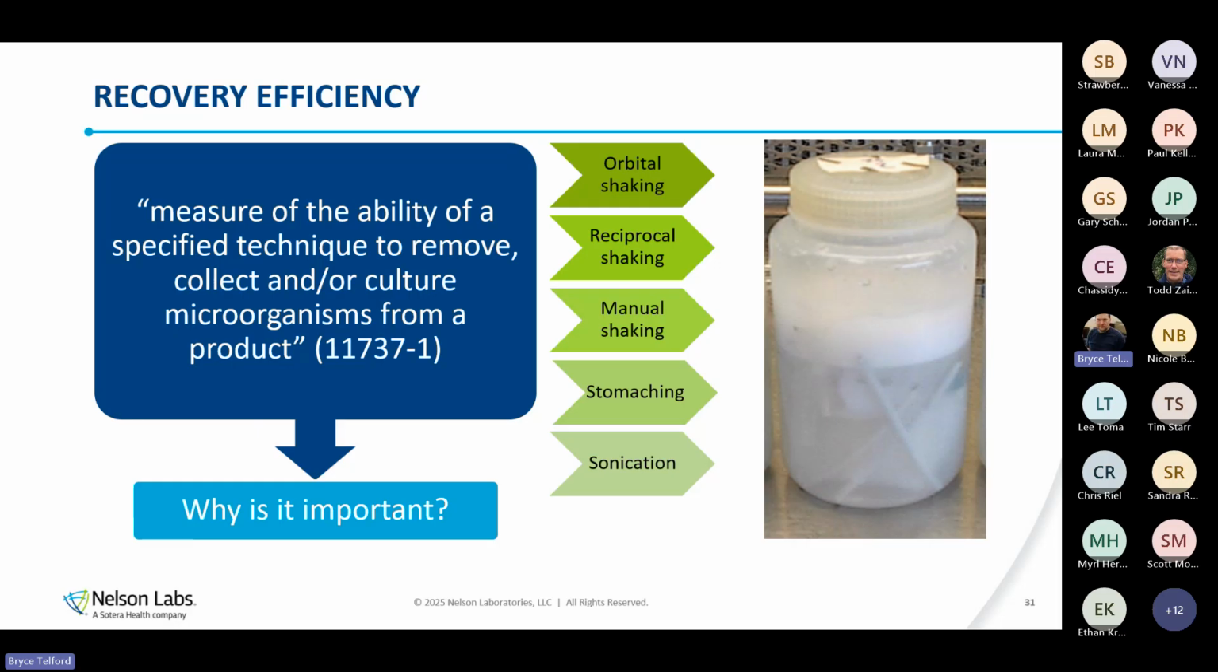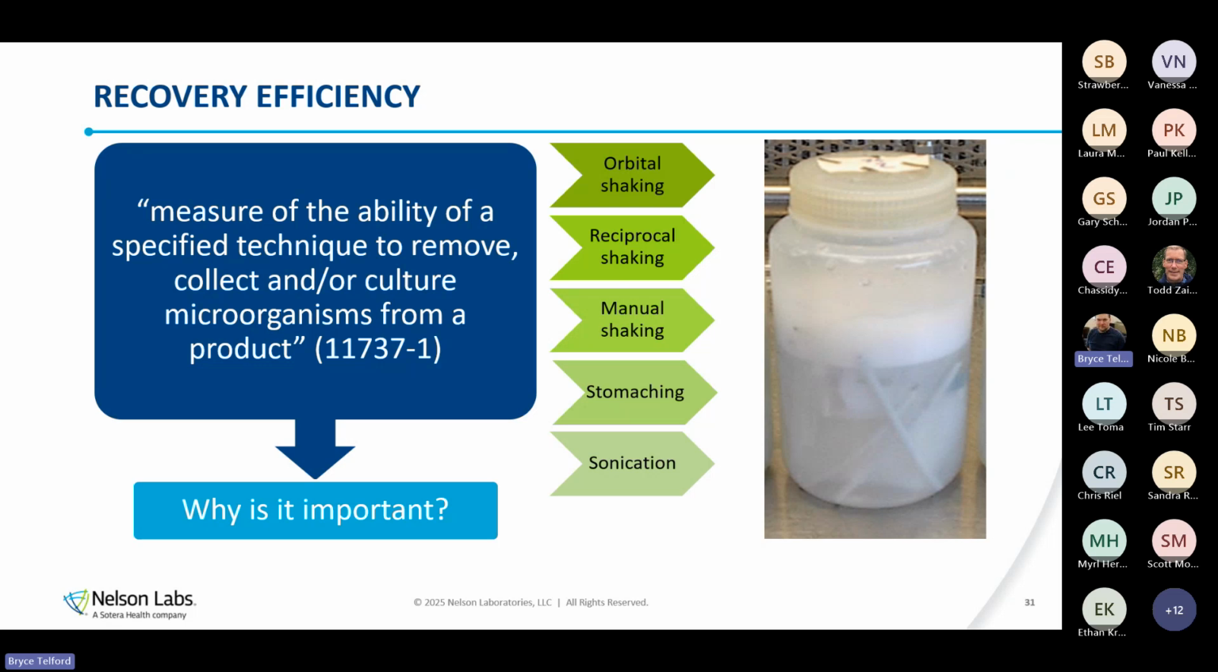So it's a measure of the ability of a specific technique to remove the microorganisms. So overall, we're assessing the entire system. I might have a product, for example, here in this bottle, and I might do orbital shaking, or I might do a combination. I might do orbital shaking and sonication together in order to try and remove those microorganisms. But overall, I'm assessing that system and its ability to get those microorganisms off that product into that solution and detected for our test.